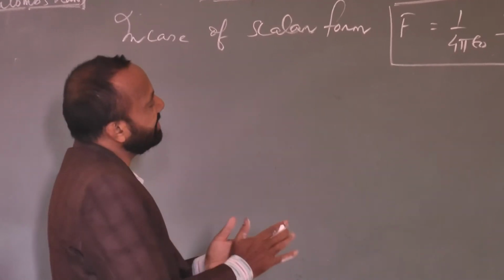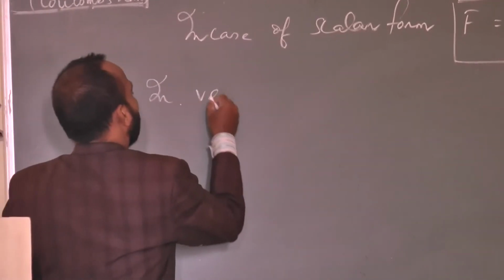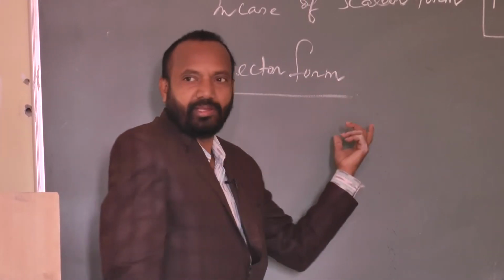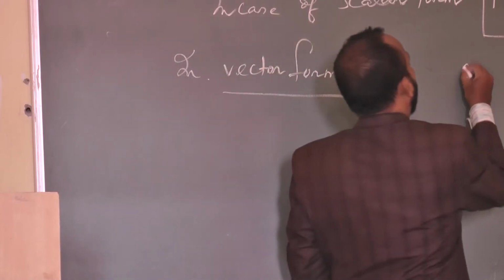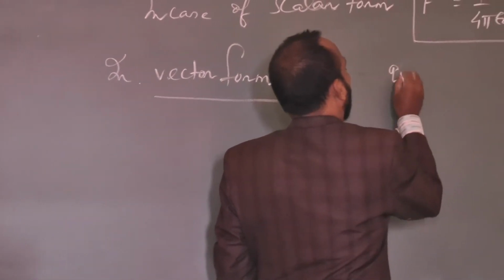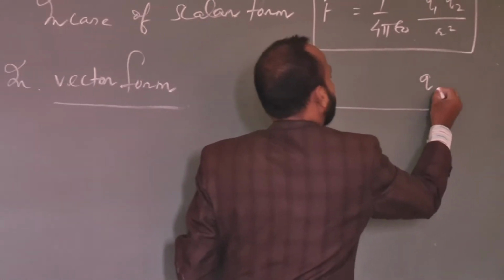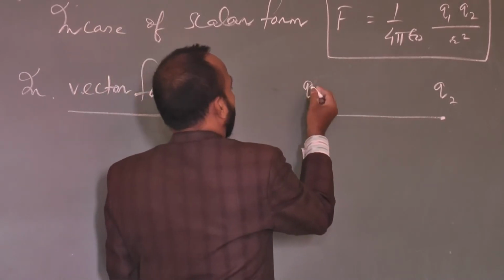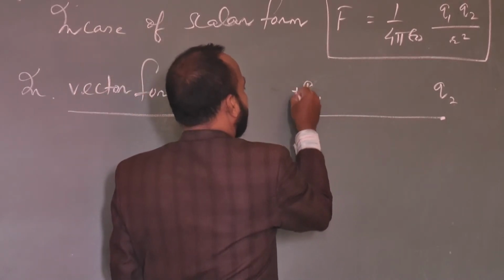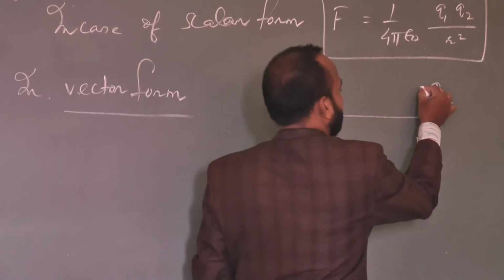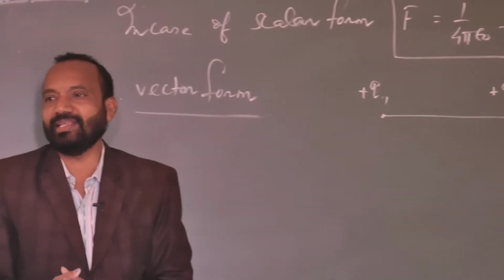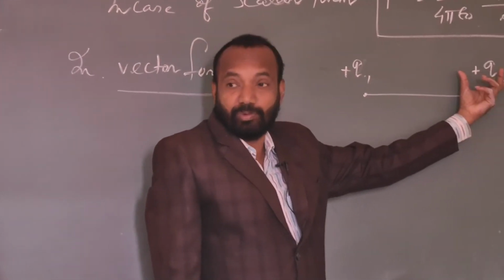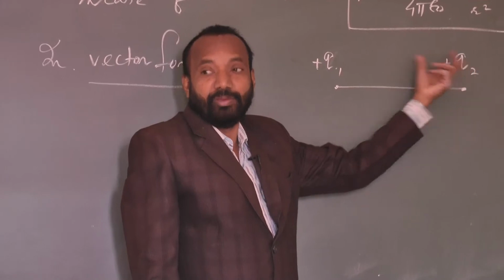Now what happens if it is expressed in vector form? Let us see how to express it. Suppose a charge q1 is here and another charge q2 is here. This is a positive charge, and this is also a positive charge. The two are like charges. So what will happen between two like charges? A repulsive force of interaction will take place.